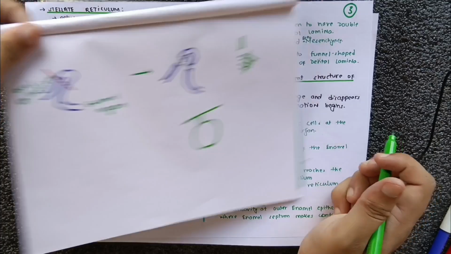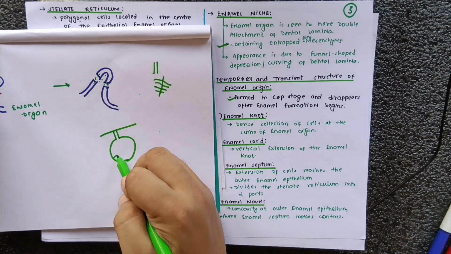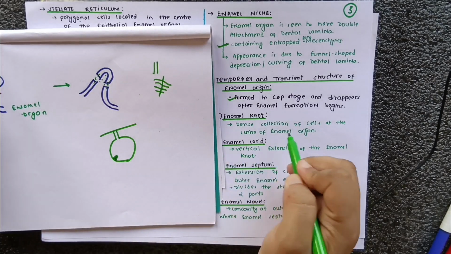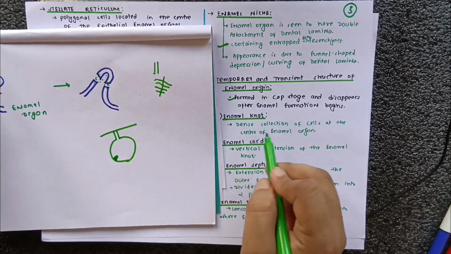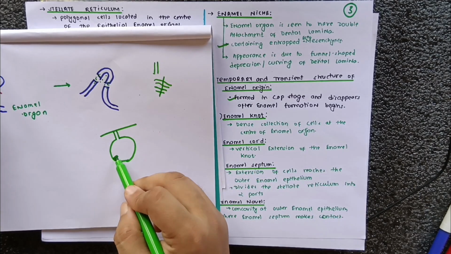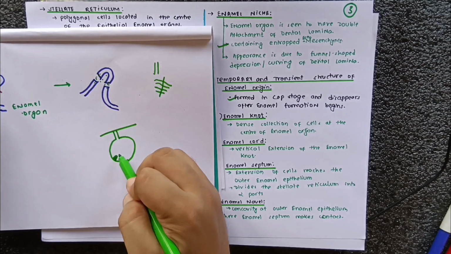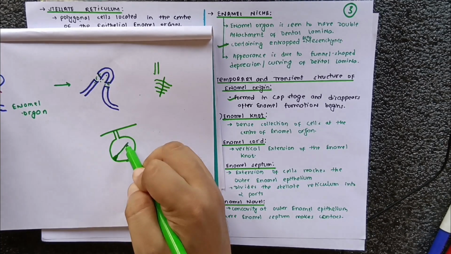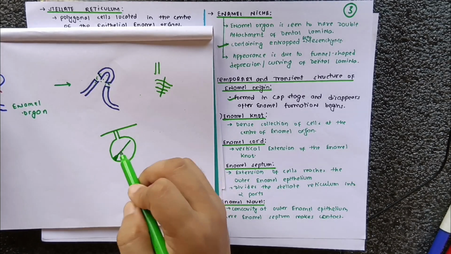Now, the enamel knot is a transient structure, so there develops an extension inside the enamel organ, and that is the enamel knot. There is a dense collection of cells at this side, and this enamel knot is extending and growing towards the outer enamel epithelium. So this is the outer enamel and this is the inner enamel. Just think like that.